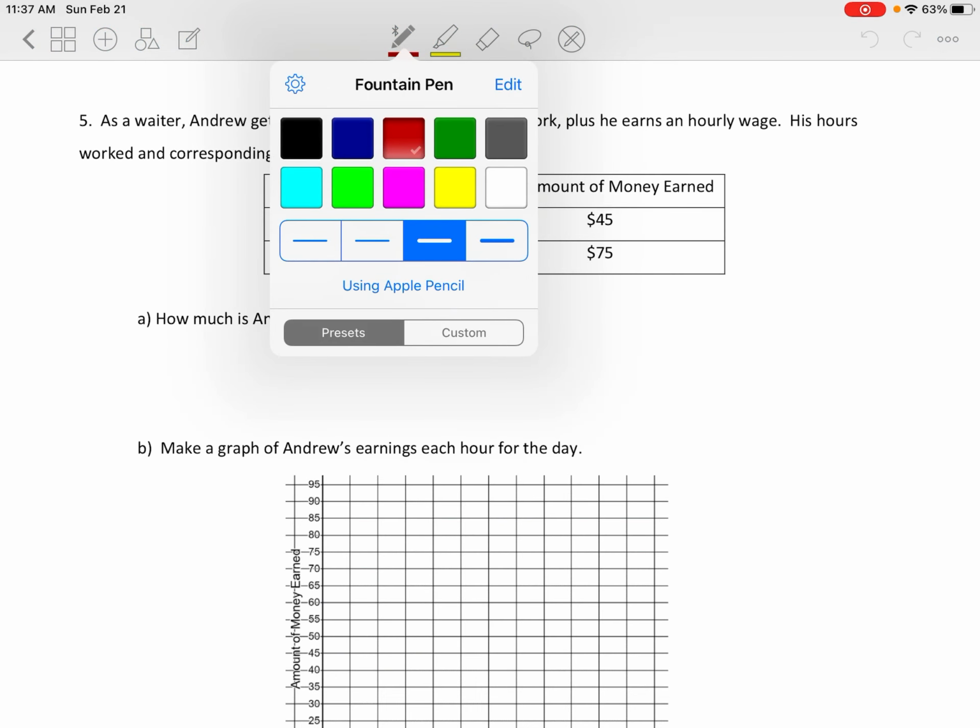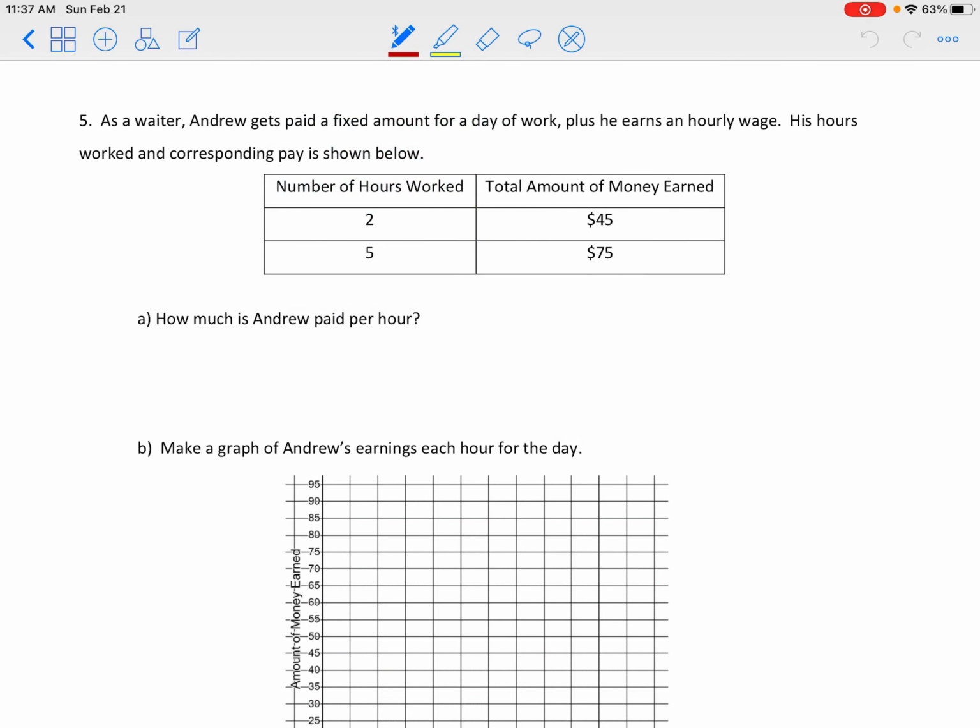So here it says, as a waiter, Andrew gets paid a fixed amount for a day of work, plus he earns an hourly wage. So Andrew shows up to work, they're going to give him some amount of money, no matter what, and then he gets an hourly wage on top of that. So his hours worked and corresponding pay is shown. It says for 2 hours worked, he's paid $45, and for 5 hours worked, he's paid $75.